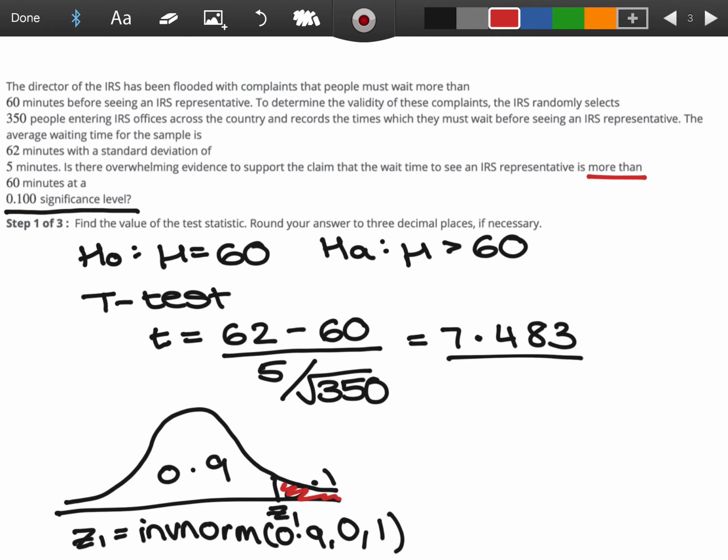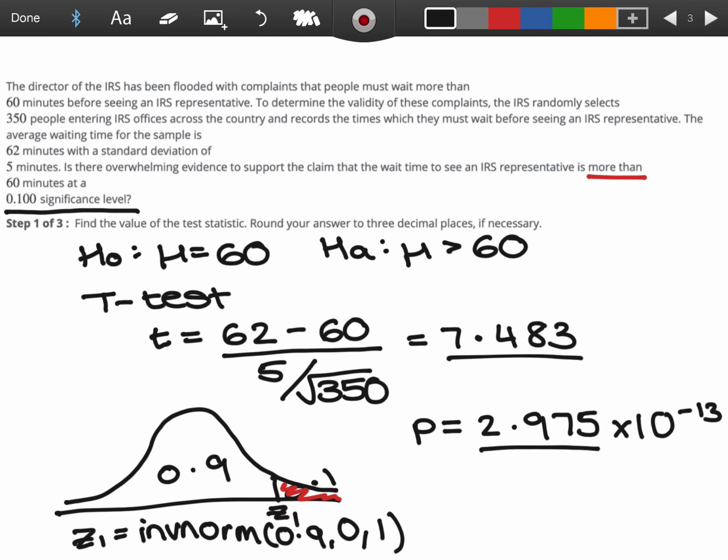When you run the t-test on this, you get a p-value. In this case, p is 2.975 times 10 to the negative 13. That is tiny, okay? It's 0.13 zeros and then 2975. That's a really, really small value compared to our significance level of 0.1. So without a shadow of a doubt, p is less than alpha. So we know statistically it's significant and we're going to reject that null hypothesis.